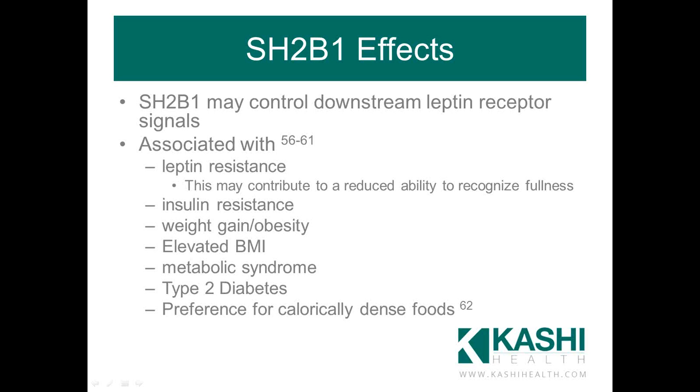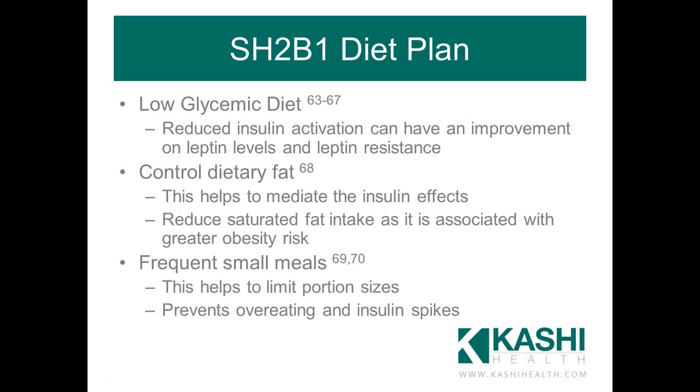The polymorphism is associated with leptin resistance conferring a reduced ability to recognize fullness, insulin resistance, weight gain and obesity, elevated BMI, metabolic syndrome, type 2 diabetes, and a preference for calorically dense foods.